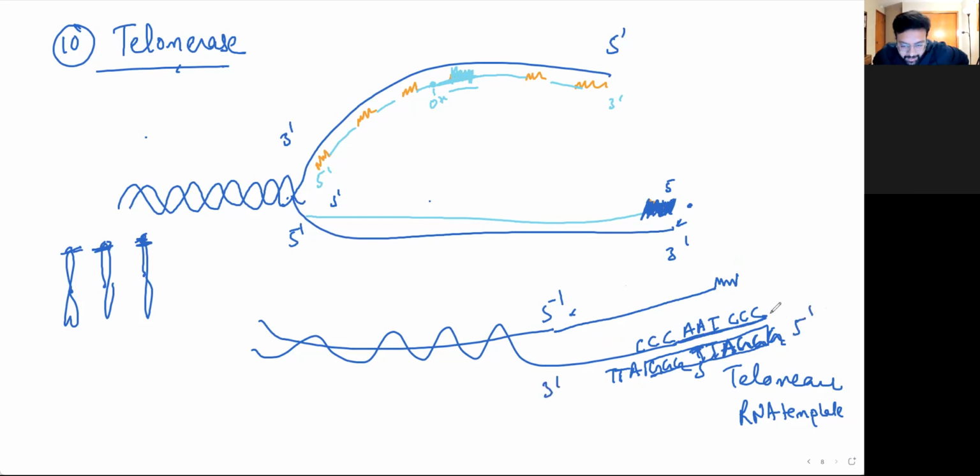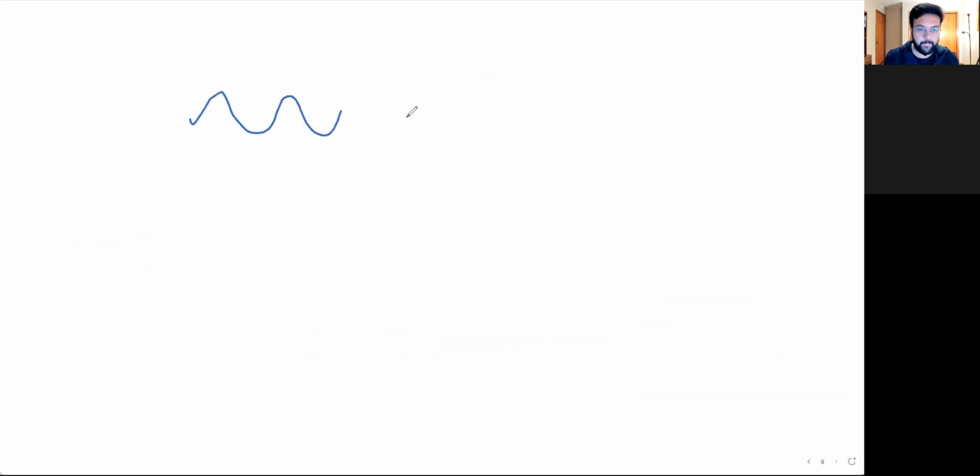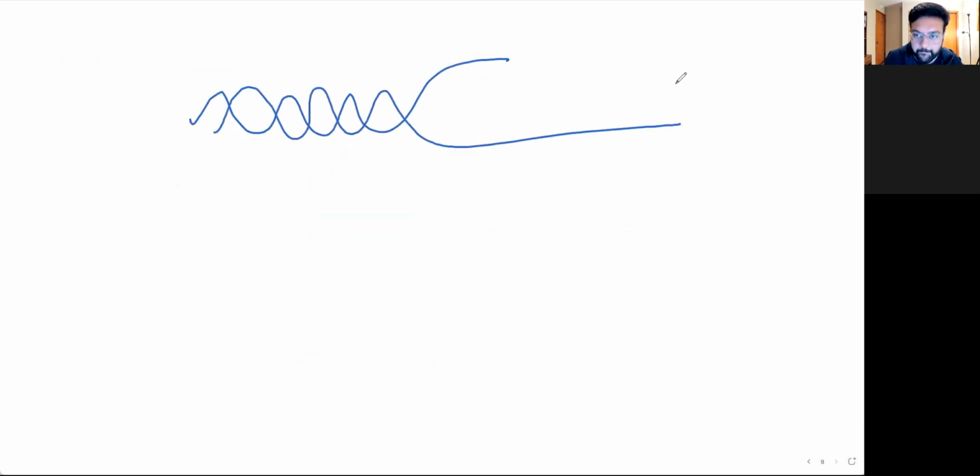Okay, so what I'm saying is, did you understand this part, that this one, 3 dash to 5 dash, you are just extending this region? Okay, did you understand why we have one end shortened? Yes, sir. Because we remove the primer and there is no hydroxyl group, so we cannot multiply anything here, right?